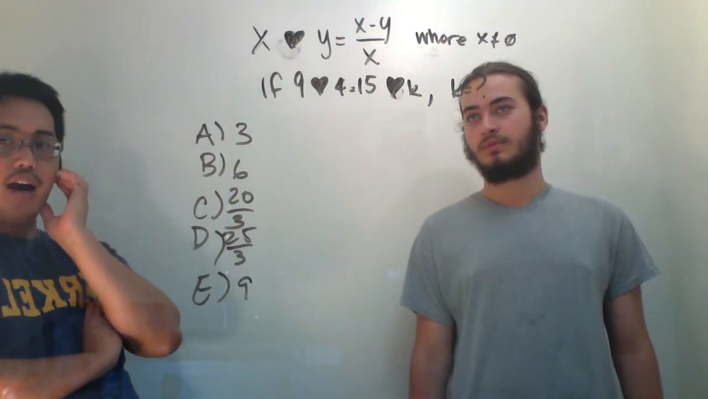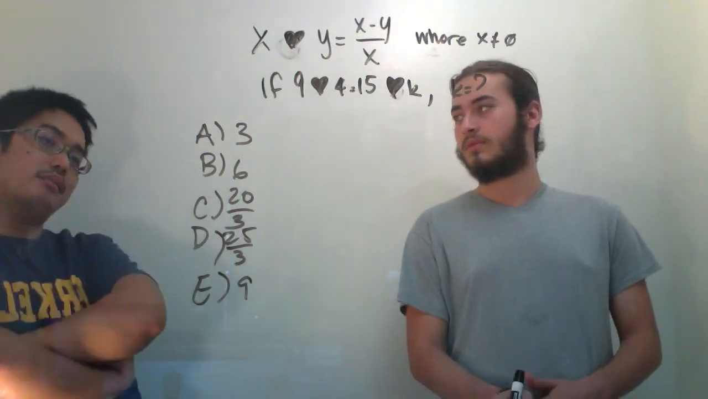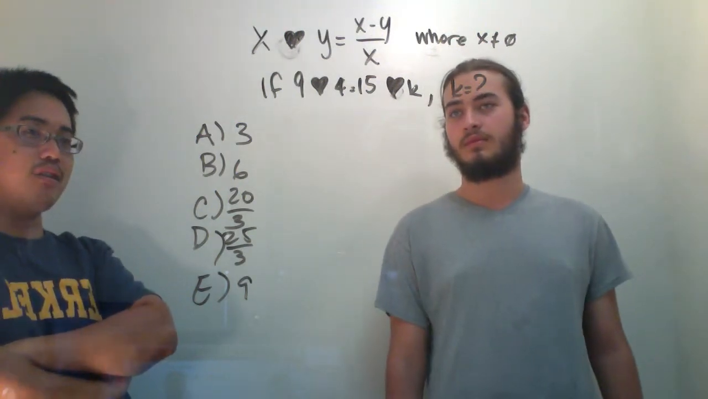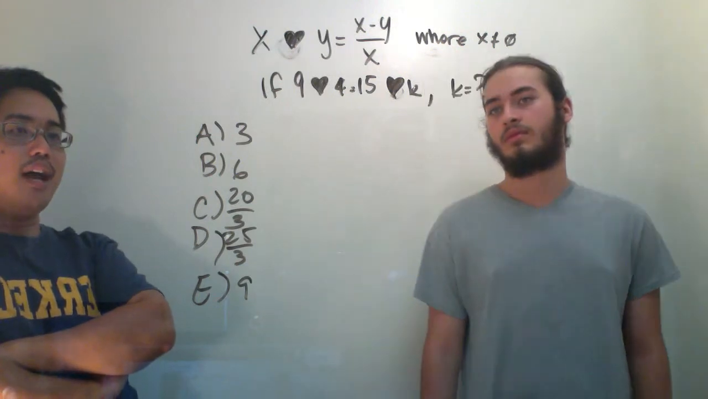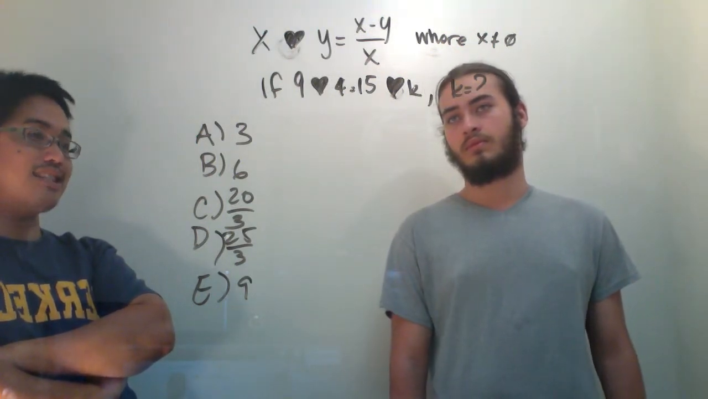I'm gonna define the operation heart. And actually in the book they use star. I'm gonna use heart. I just changed up the variable, so you can replace it with whatever you want. You can make it a box. X heart y is defined as x minus y over x, where x is not equal to 0.